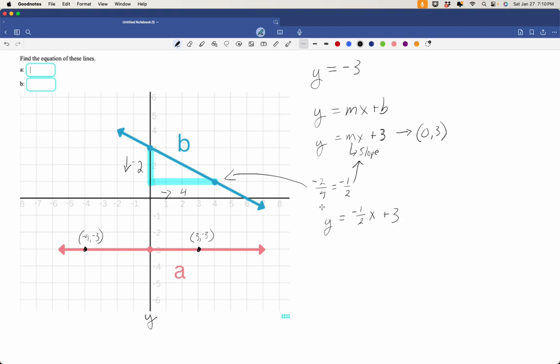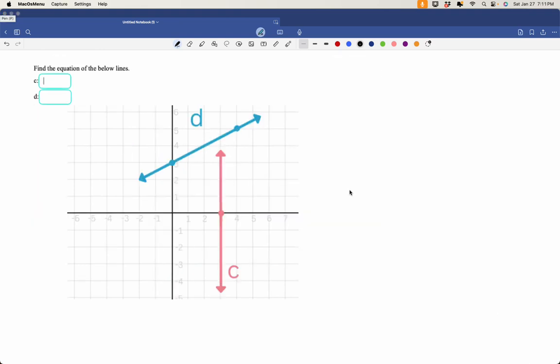That's all your parts, and that would be the answer for B, and this is the answer for A. Okay, so let's look at the next one. All right, here's the next one. We have to find the equation of the below lines.